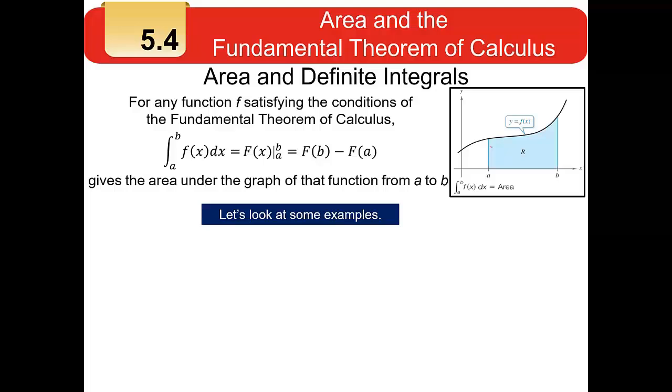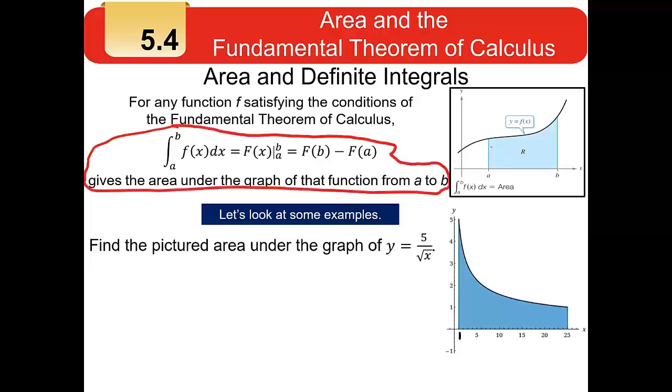Now, everything's not symmetrical. And if I ask you to find the area pictured on the graph of y equals 5 over the square root of x, you can see from the graph that that's not symmetrical at all. So this time you don't have an option of doing symmetry. You're going to have to do it from 1 to 25. So you set up the integral.